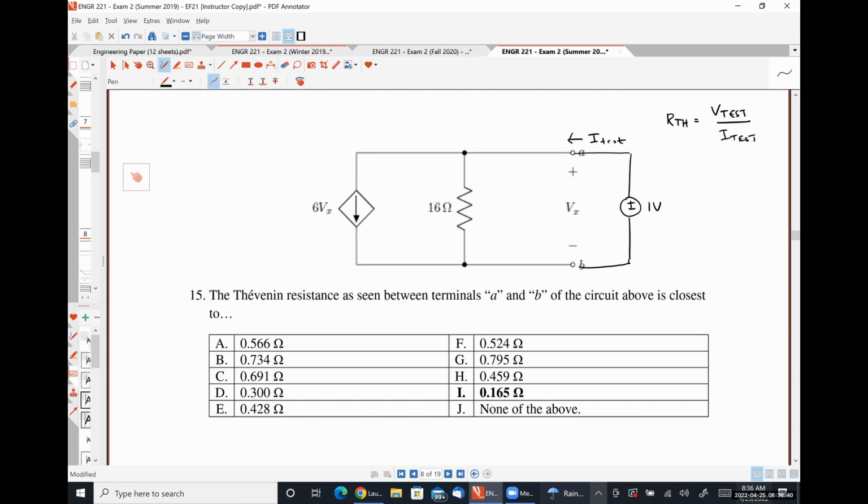Well, I can figure out I test by simply applying Kirchhoff's current law. So I test, in this case, is going to be 1 volt over 16 ohms plus 6 times Vx. So that's 6 times 1. And then I plug that into my equation and I'm done.